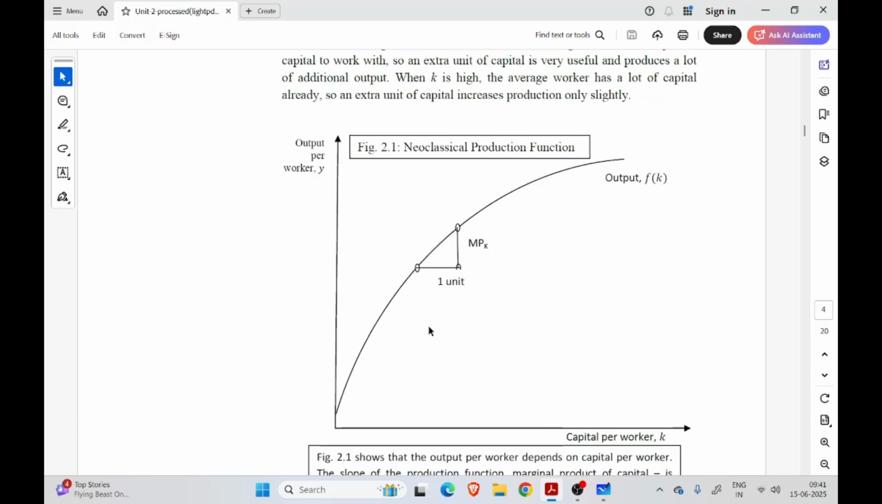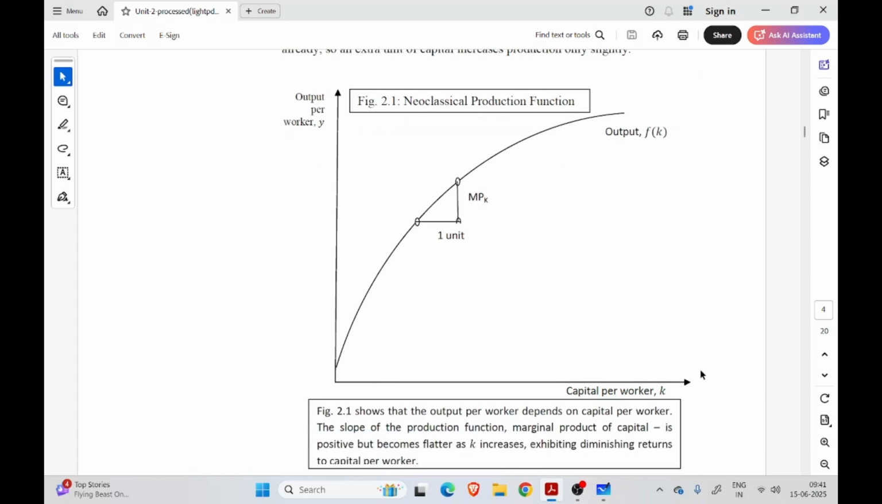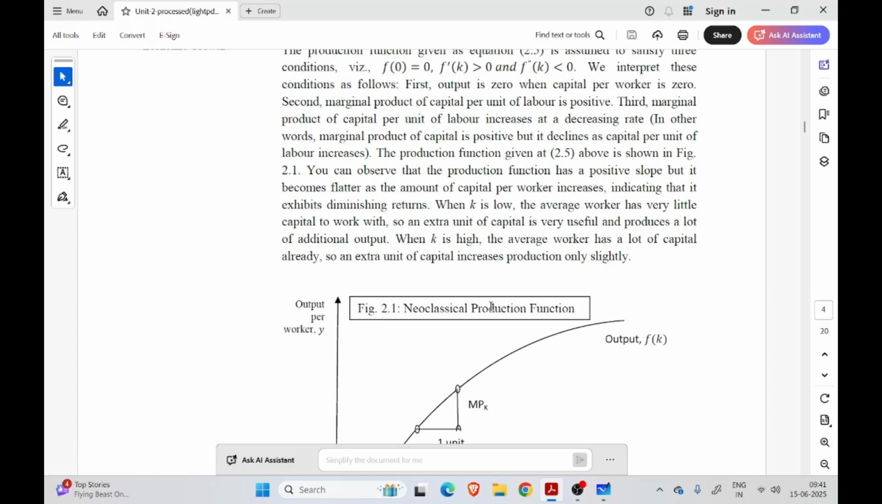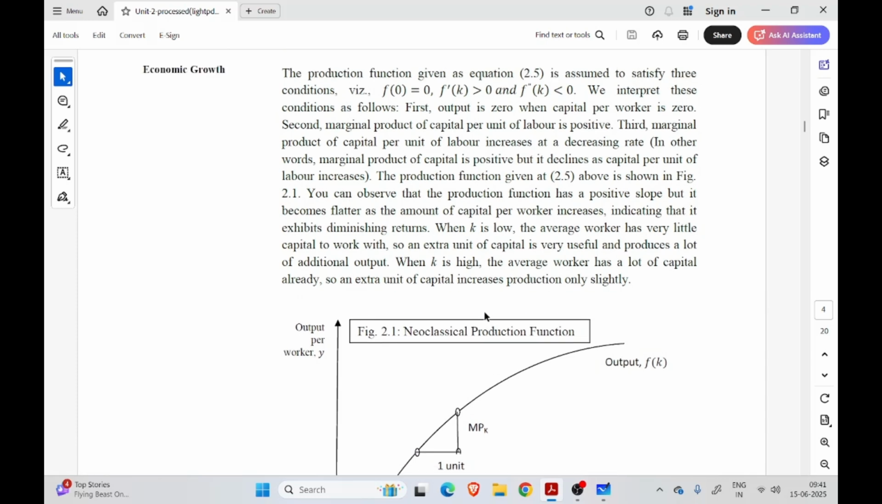So this is how the f(k) function looks. It is increasing but at a decreasing rate. This is output per worker and this is capital per worker. So it is increasing at a decreasing rate. So this has the diminishing marginal productivity.